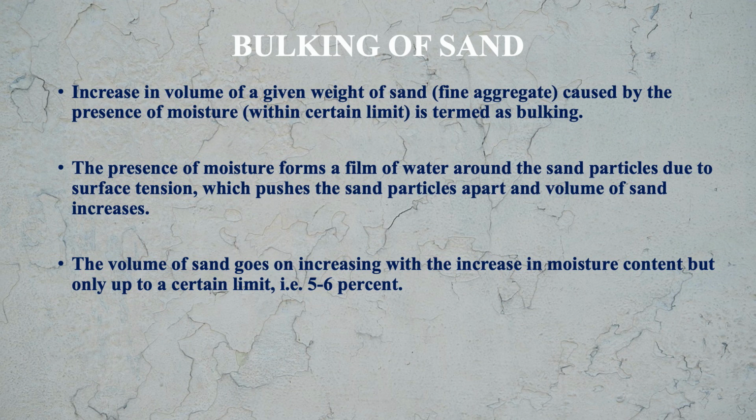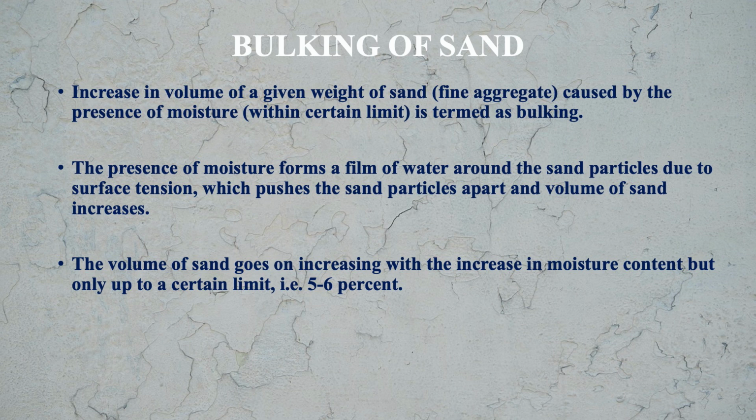The presence of moisture forms a film of water around the sand particle due to the surface tension, which pushes the sand particles apart and volume of sand increases. Because now this film of water is pushing the sand particles apart, the volume of the sand will increase, means bulking will occur.